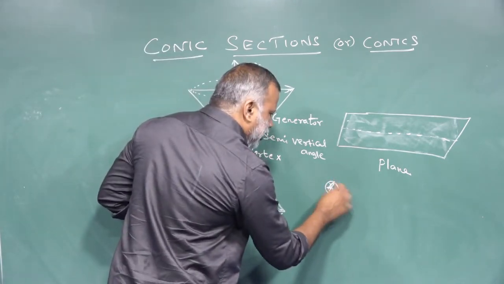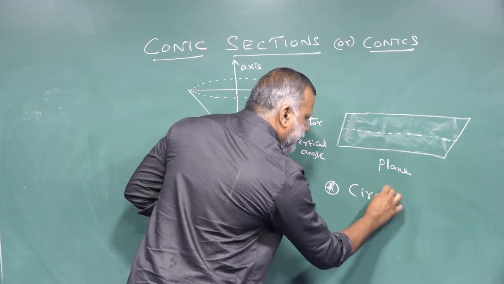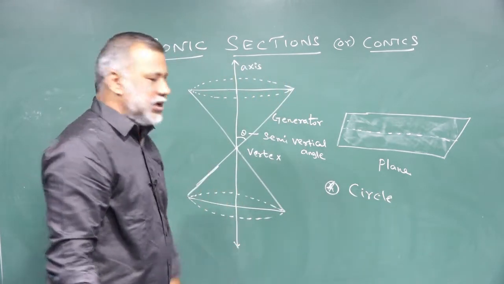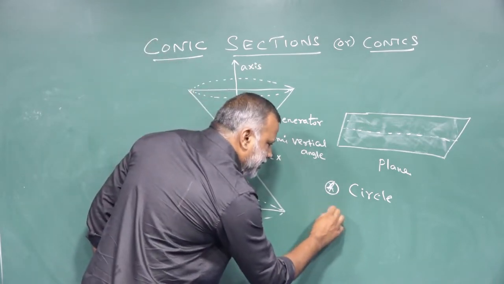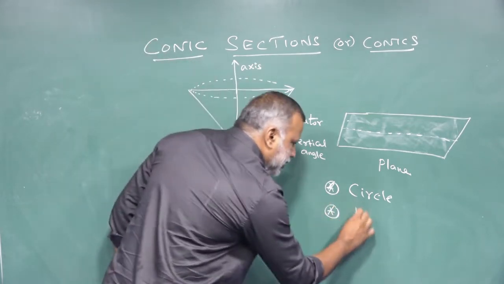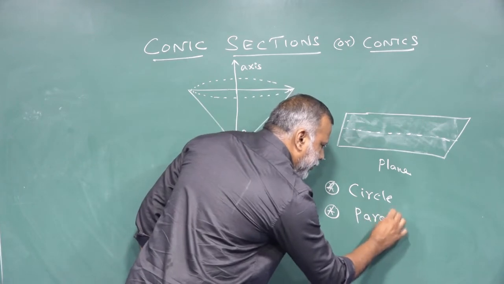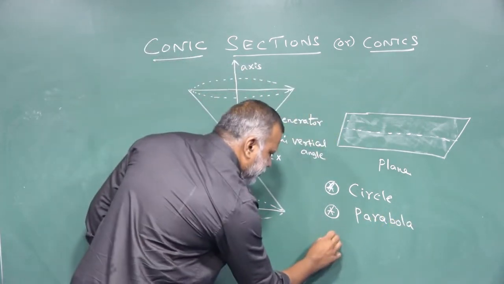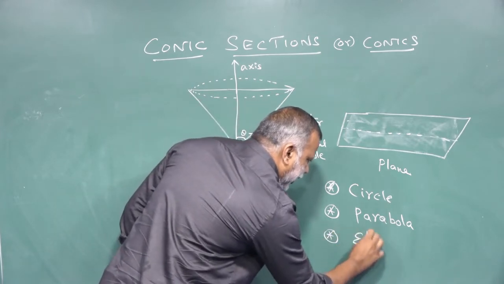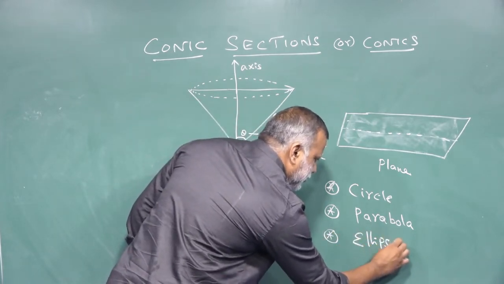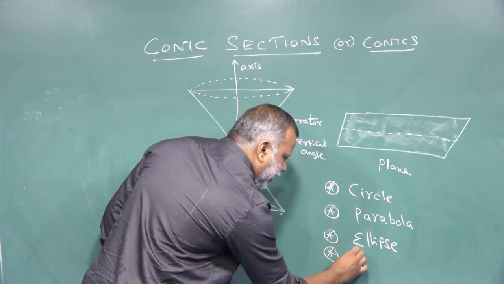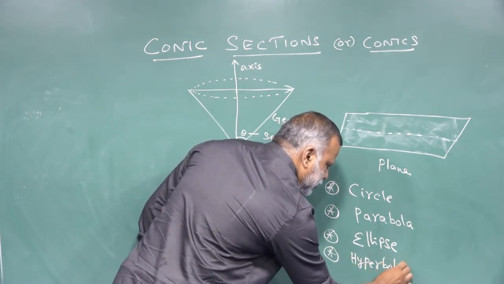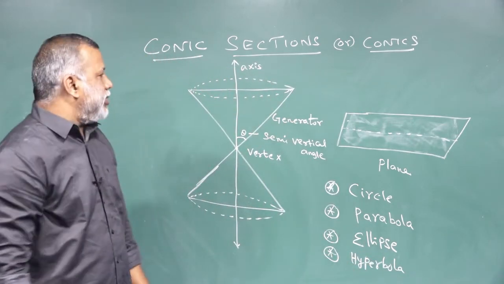Already we discussed one topic, that is the circle. We already discussed this chapter, this topic, circle. Now we are going to discuss some new topics. One structure is called parabola. The second one is called ellipse. The third one is called hyperbola.